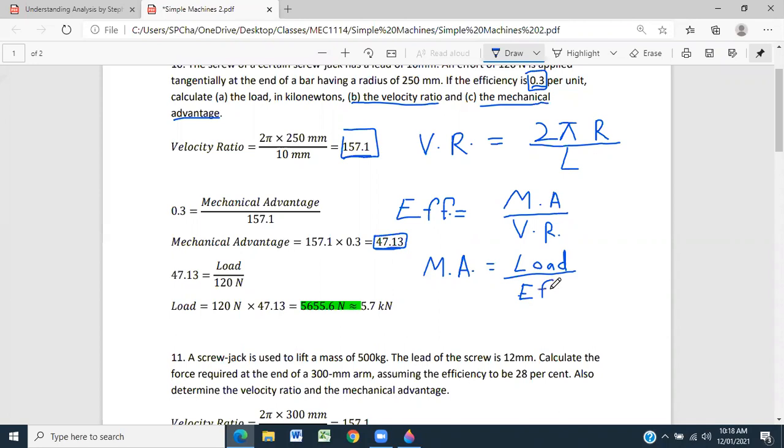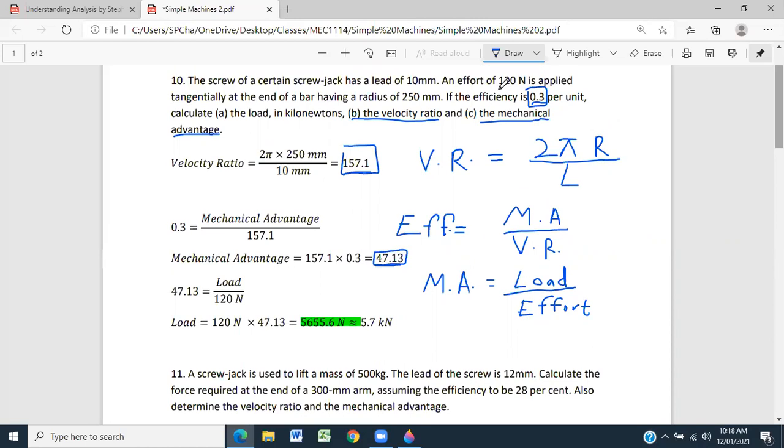So this effort, of course, again, not to be confused with efficiency. So the effort was given to us at 120 newtons. And we just calculated our mechanical advantage as 47.13. So plugging that into this formula, we get the mechanical advantage, 47.13, is equal to the load divided by the effort, which is 120 newtons.